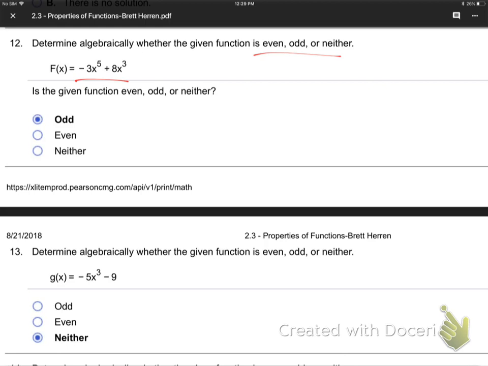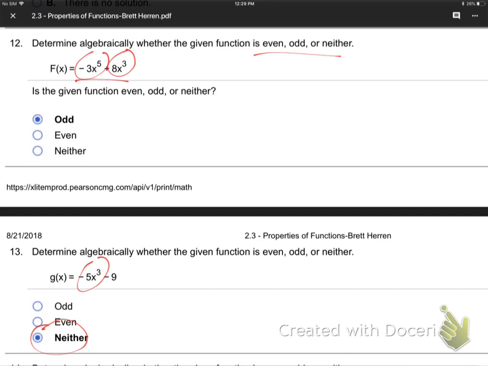You could just look and go, well, look, odd powers. You kidding me? Easy question. Odd. Well, look at the next one. Odd power, but it's neither. So it's not that simple. I promise, if it was that simple, I wouldn't waste your time. I would say, hey, if it's odd, just odd. Boom, done. But that's not true. So it's a little trickier.